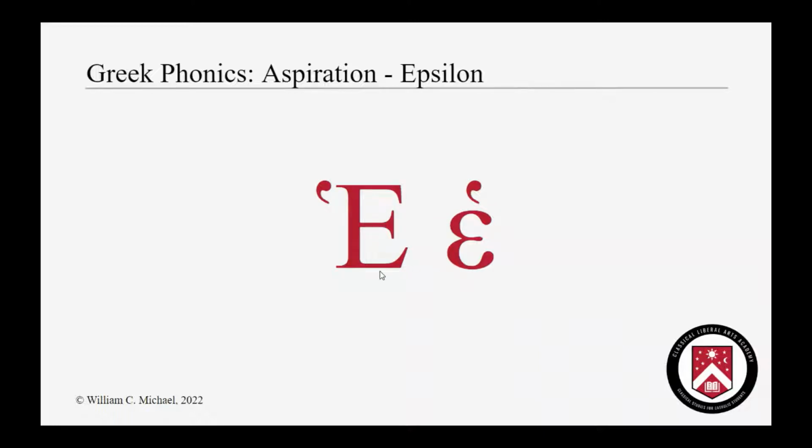Here we see the vowel epsilon with rough breathing. This would be read as he. Here we see the lowercase epsilon with the aspiration mark written above the letter. This would be read also as he. Here we see the uppercase epsilon with the mark of no aspiration, the backwards C, as it were. This will be read with no breathing as eh. And the lowercase form also as eh, with no rough breathing.